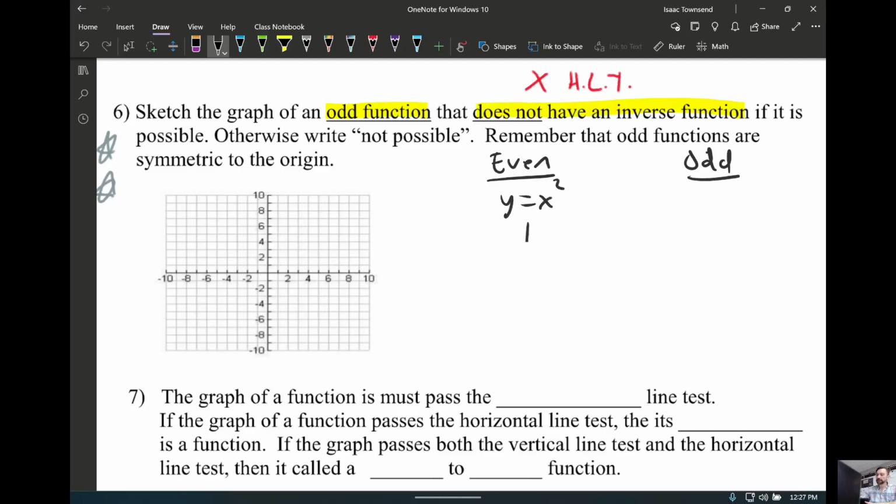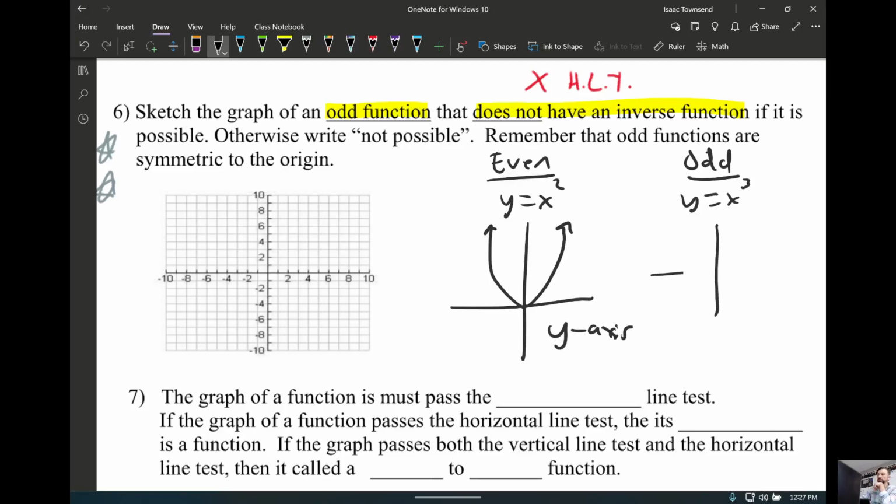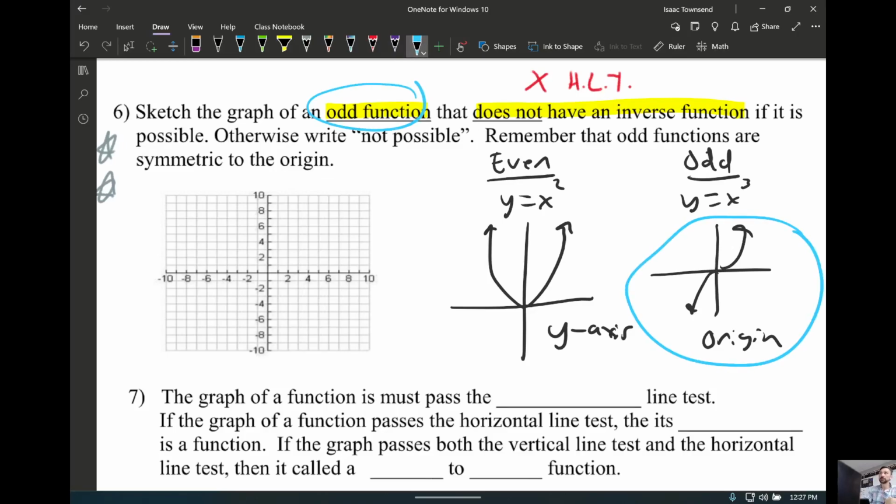Even is like x squared, symmetric to the y-axis, whereas odd is like x cubed, and we call it symmetric to the origin, or 180-degree rotation. So you had to think of something that had this type of symmetry, but that did not pass the horizontal line test. So x cubed is odd. It has the right type of symmetry, but it passes the horizontal line test.